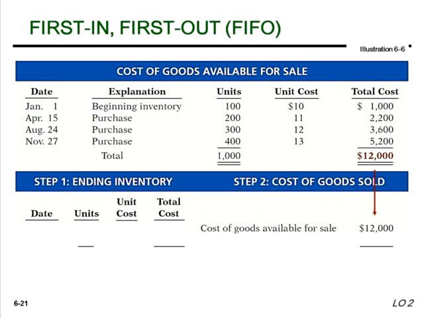All right. So now if we look at this, they've calculated the cost of goods available for sale, which will be the same regardless of the method that we use. So we have 1,000 units available for sale with the total cost of $12,000. So the total cost of goods available for sale is $12,000.